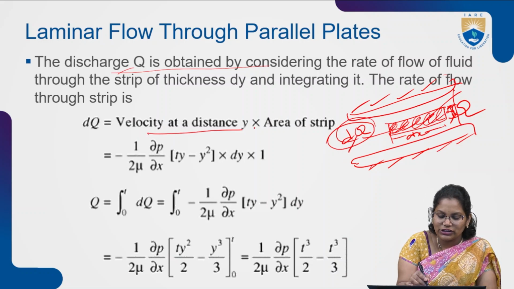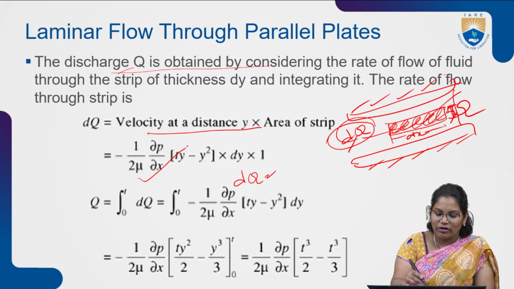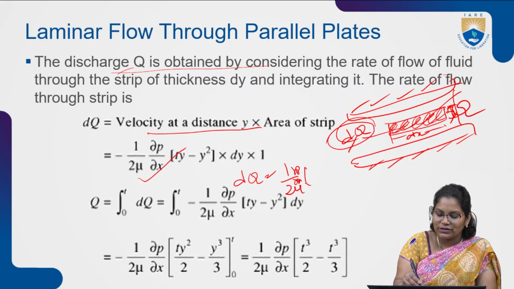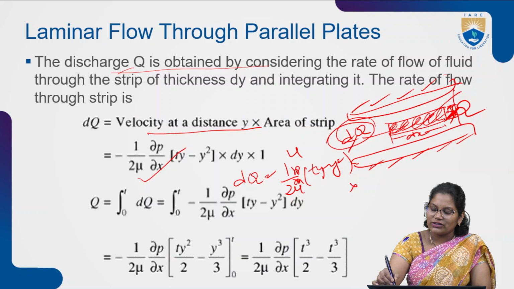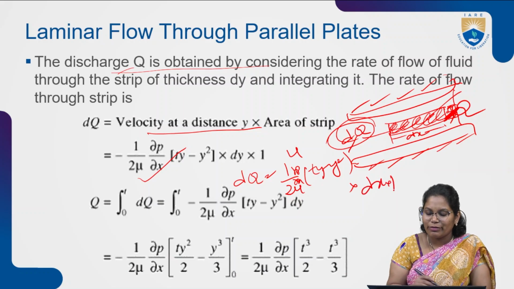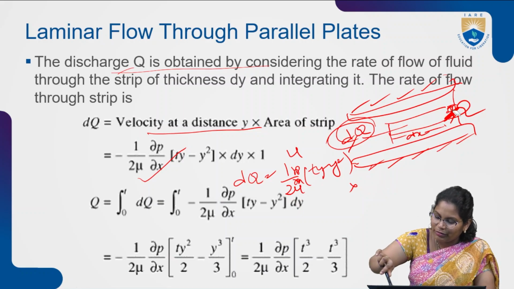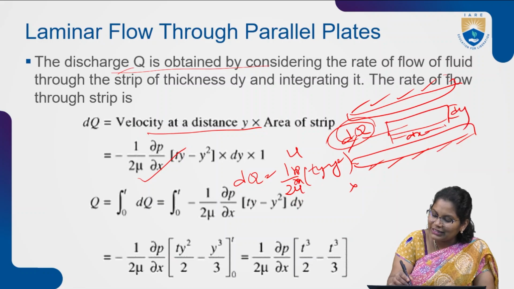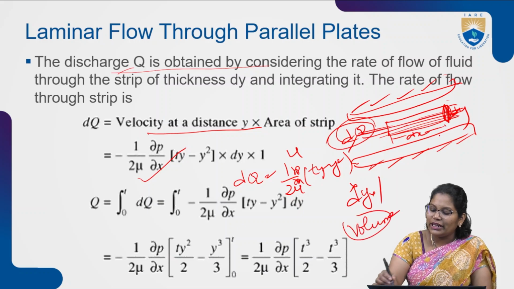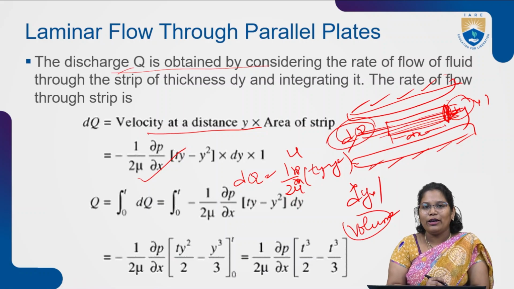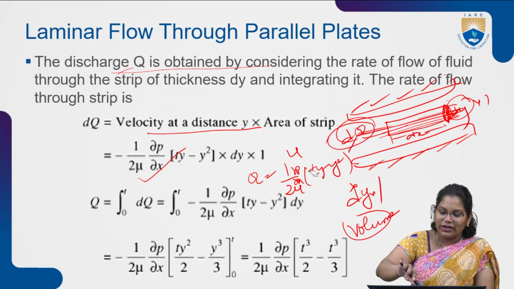Right? So dq is velocity into area, discharge we have already written. The velocity we have already derived, the normal velocity, that is 1 by 2 mu dou p by dou x, ty minus y square. Here this is u, into the area of this strip. How much is the area? This is what your strip is. This is dy, and it is moving in this direction. Area is dy and the width of this is 1. If we consider this dx also, then it will become volume. Here I need area. So the area is dy into the width of this rectangular element, dy into 1.